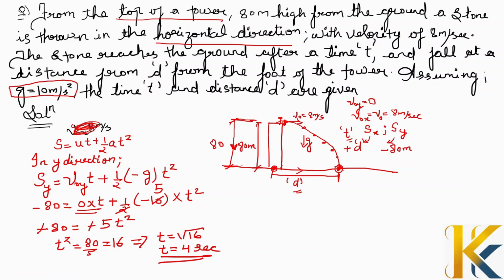Now one thing I have to understand, when I'm throwing the ball, displacement in x direction and displacement in y direction are taking place at the same time t. So t for y direction and t for x direction will be the same. That you have to understand. So allow me to apply this kinematic equation in x direction. Now I have found out t. I have to find out d now.